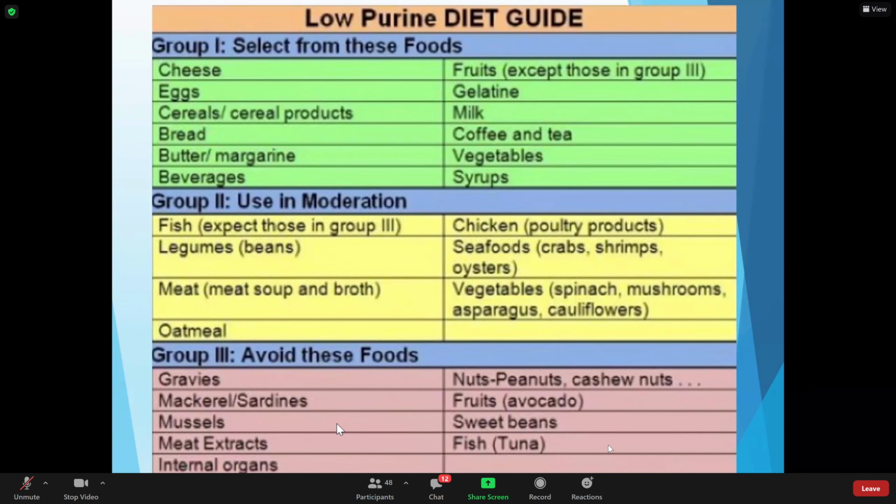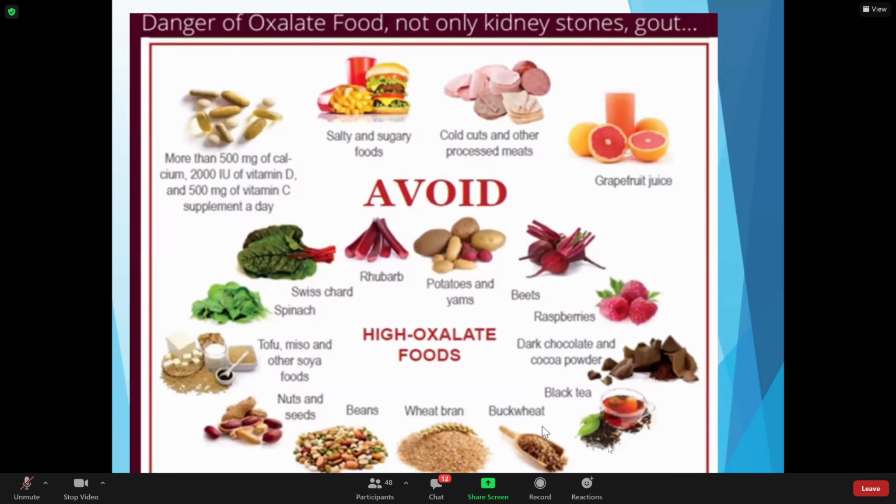Okay, so avoid these foods: nuts, peanuts, sweet beans, fish, gravies, internal organs like liver, yeast. Here's some of the foods. It's hard for us to remember all of them, but what you're trying to tell the patient is to avoid foods that are high in purines. I describe purines as more like byproducts that are in foods when they make them. There are certain foods that are higher in purines. It's P-U-R-I-N-E. Those are the foods they should avoid and not eat.